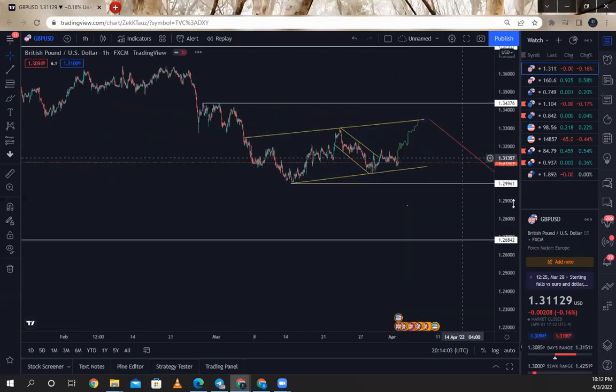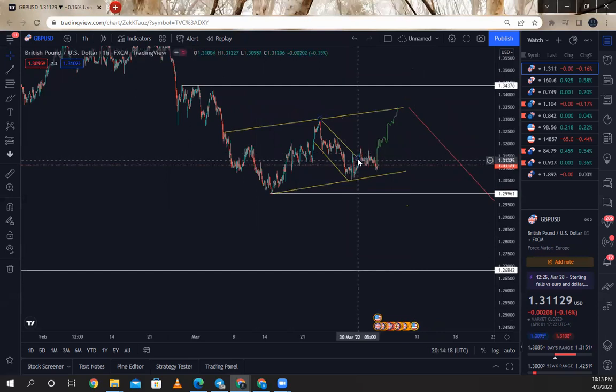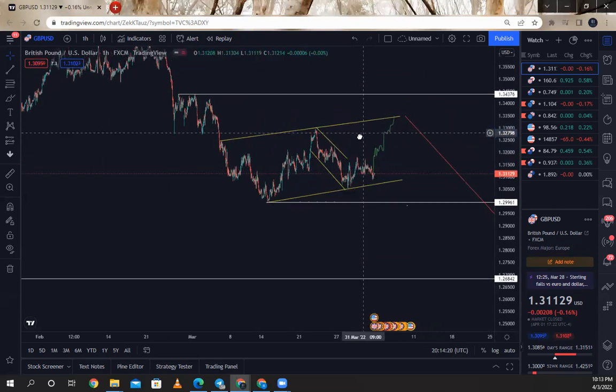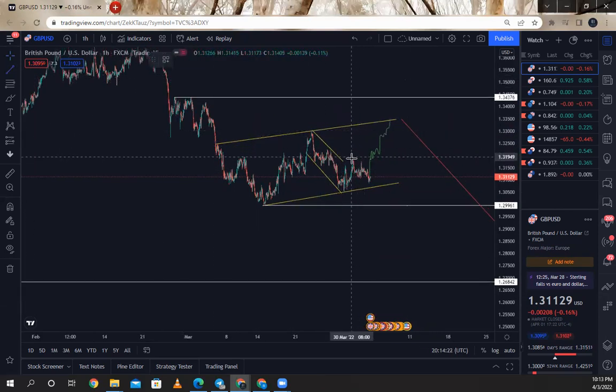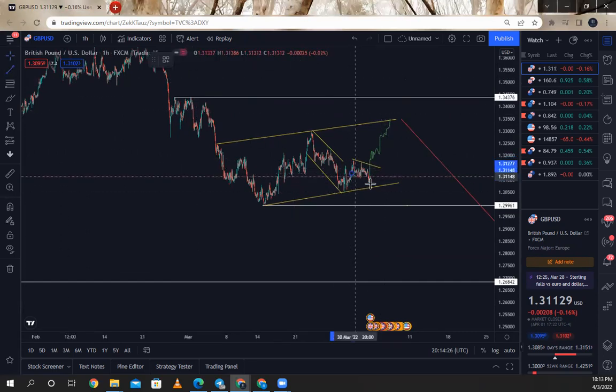That structure looks like this on the daily, and on the 1 hour time frame it's like this. So I'll be waiting for this move to come here, and then I'll be looking for my sell positions. If you want to take these buy positions from here, you can do so, because we have this structure here. We have 1, 2, 3.